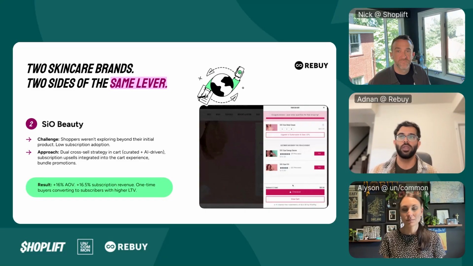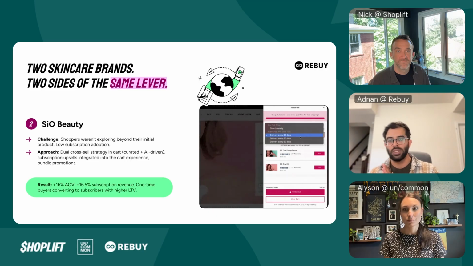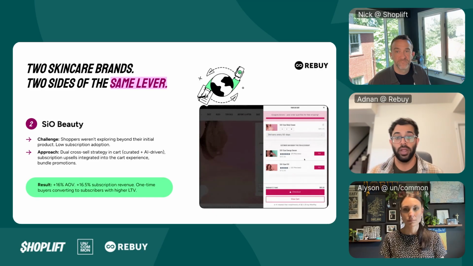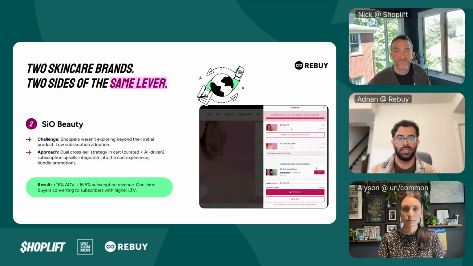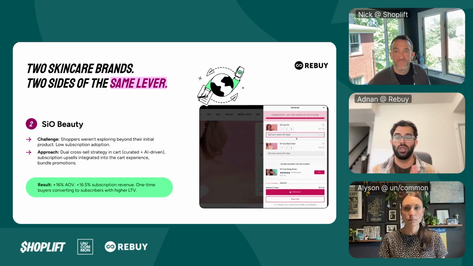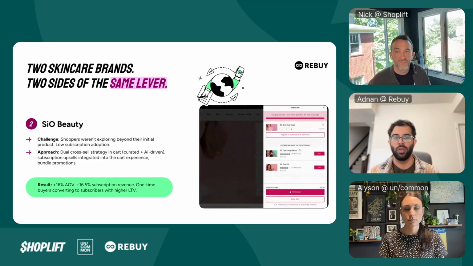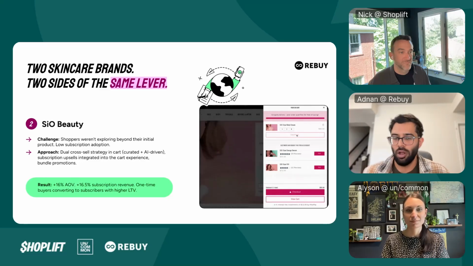The other improvement here was organically bringing product discovery into the cart. So if we know people are buying that hero product, how can we lead them to the other parts of the catalog directly from that cart experience? The 16% AOV uplift here is impressive, but really that 16.5% increase in subscription revenue is massive. So if we can turn one-time shoppers into repeat buyers, that is huge once we've already helped them figure out what that routine is. So that's all I've got for you today.